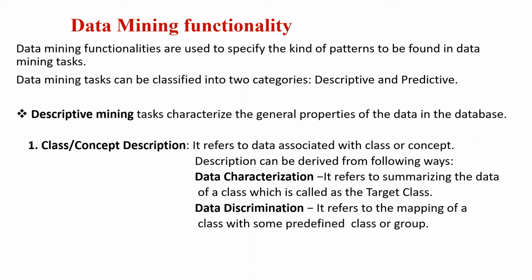The first subtopic in this is class or concept description. It refers to data associated with a particular class or concept. The description can be derived in the following ways: data characterization and data discrimination. By data characterization, we mean to summarize the data of a class, which is called the target class. And by data discrimination, we mean the mapping of a class with some predefined class or group.